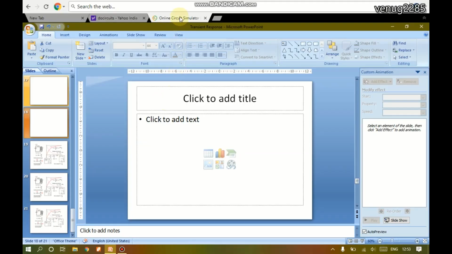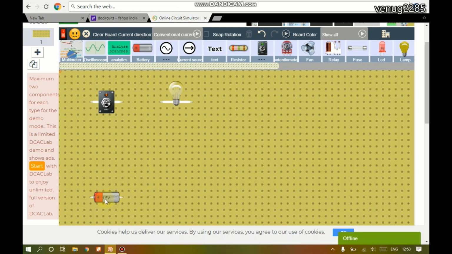Now we are going to see the online simulation tool. In the online circuit simulator, we have a battery, a switch and a lamp. You have to connect the source to the switch, and the switch to the lamp, and the lamp to the battery.